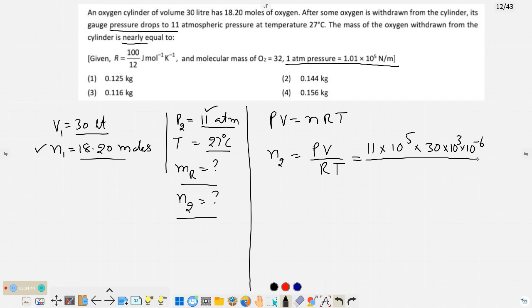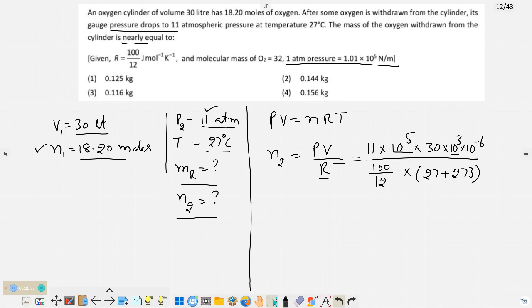R is called the universal gas constant. How much value is given in terms of SI? That is 100 by 12. The value is given in SI, so we are going to convert here. And T is called temperature. Temperature 27 degrees is given. Always in kinetic theory of gases problems you have to convert the temperature into Kelvin, that is 27 plus 273, because you have to convert degrees centigrade into Kelvin. Now you have to calculate this value of N2.